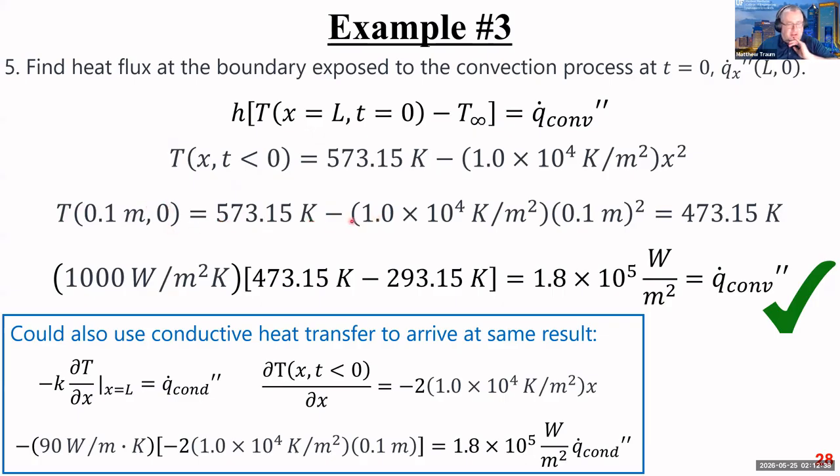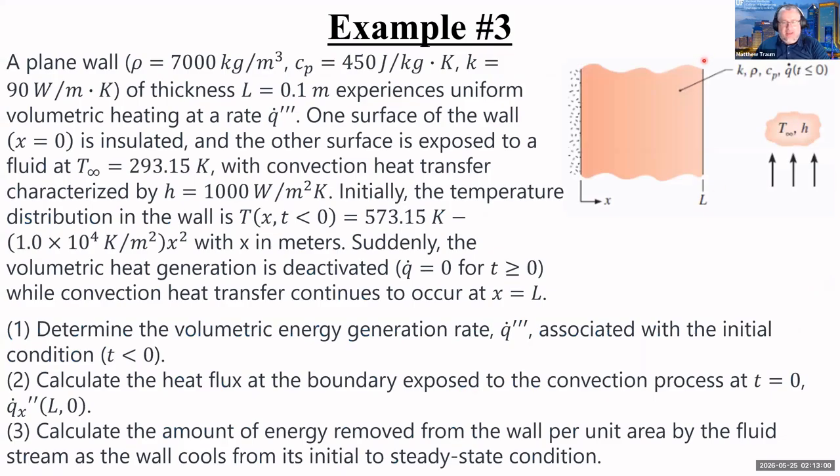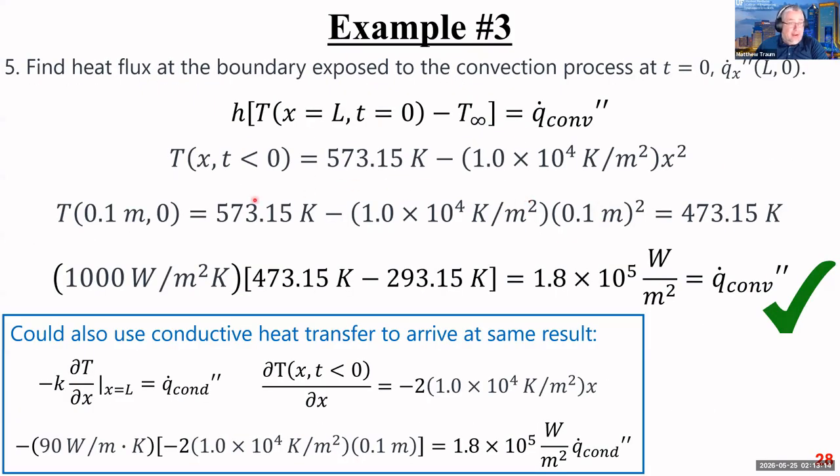So this term is a constant. This term is a constant. Here's my x squared, which is now 0.1 meters, right? Because that's the spot that I'm at, the x value that I'm at in the slab. And when I crank through, I get 473.15 Kelvin. That's the temperature at this spot at time equals 0, right? So right when this problem effectively starts, when the clock starts, that's the temperature at that spot, which I got from just literally plugging in the value for x at that spot.